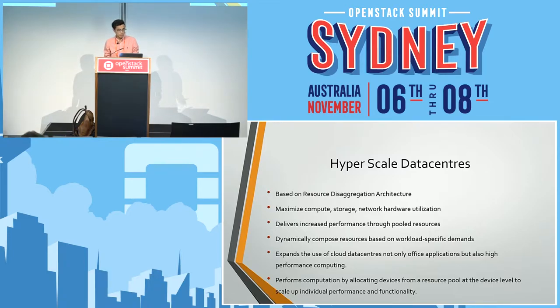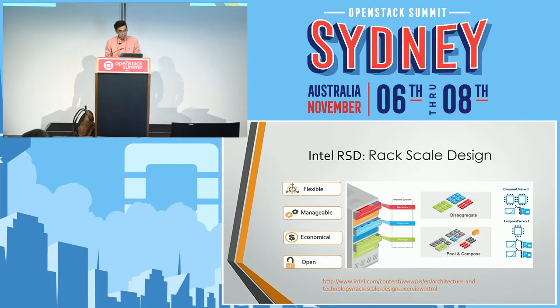This approach will bring great flexibility and scalability to the data center infrastructure, allowing the operator to manage resources more efficiently and according to demands. Intel Rack Scale Design technology allows the user to consider compute, storage, and networking as pooled resources. So these resources can be composed on the fly to meet the various demands in the data center.